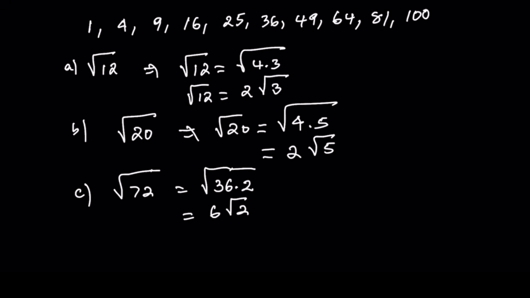Now let's talk about cube roots. To simplify cube roots, you need to know your perfect cubes. A perfect cube comes from multiplying a number by itself 3 times. 1 cubed is 1, 2 cubed is 8, 3 cubed is 27, 4 cubed is 64, 5 cubed is 125.